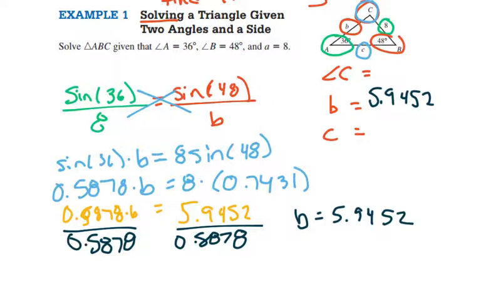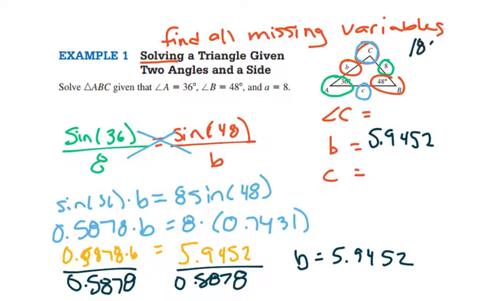Then, in moving on, we can find angle C. We can find angle C in the more traditional way, and so we can say that 180 degrees minus the 36 degrees and the 48 degrees that we know is going to leave us with angle C. And so we have 96 degrees there.